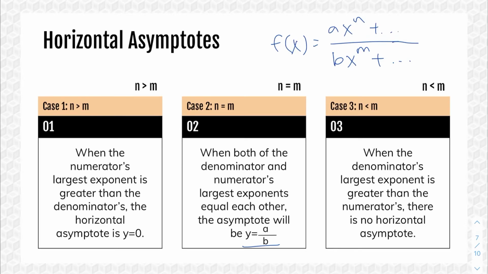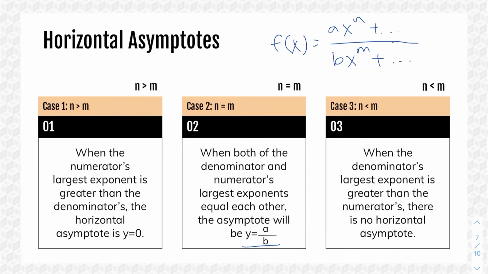n represents the largest exponent in the numerator's polynomial. Meanwhile, m represents the largest exponent in the denominator's polynomial. a and b are the coefficients of each variable that has the largest exponent. According to the differences between the two exponents, there are different horizontal asymptote cases.